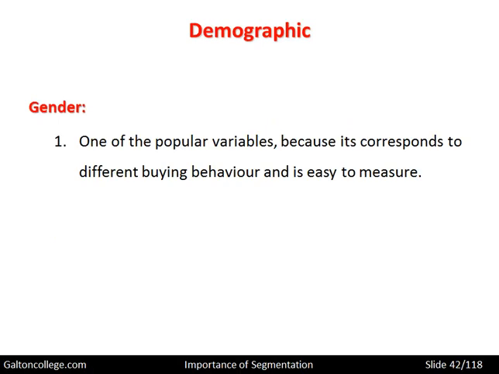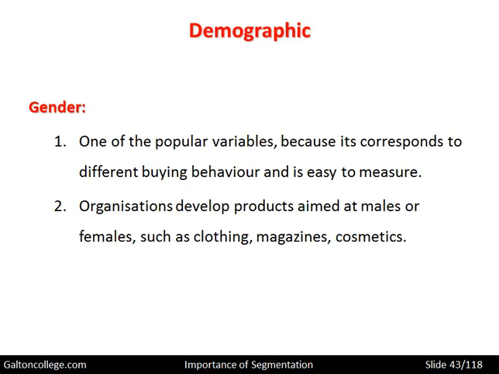Gender. One of the population variables, because it corresponds to different buying behaviors and it's easy to measure. Organizations develop products aimed at males and females, such as clothing, magazines, cosmetics. So there are different products which are aimed specifically at that divide. Some are male, some are female. Generally speaking, female magazines are not of much interest to the males. There again, the male magazines are not very much interest to the females, and so on. So there are segments, and again, the marketers can draw on that.